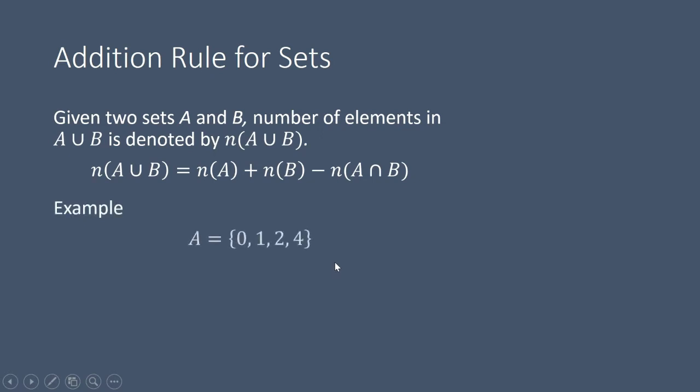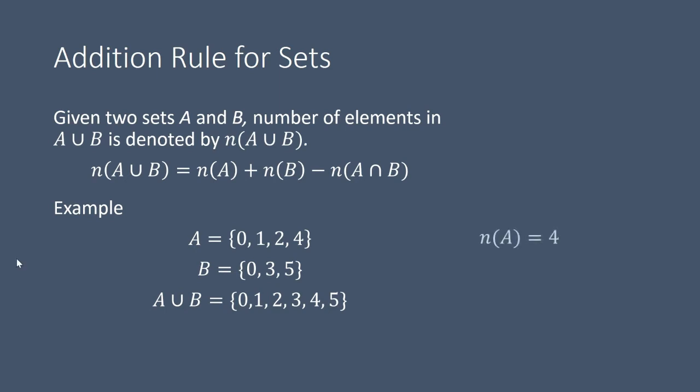Let's say this is my set A. It contains the elements 0, 1, 2, and 4. Set B contains these elements 0, 3, and 5. So what is A union B? A union B is this one. We don't repeat the listing of elements, by the way. That is how you write the elements of a set. You don't repeat the listing of elements in a set. And so the number of elements in the union is 6: 1, 2, 3, 4, 5, and 6.